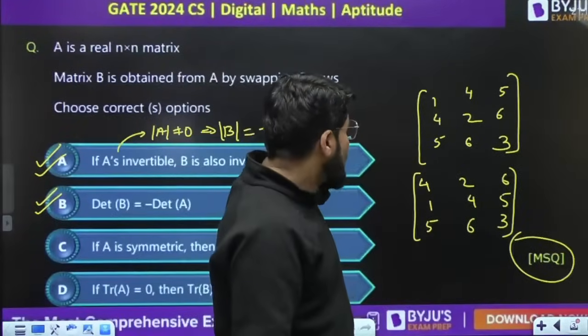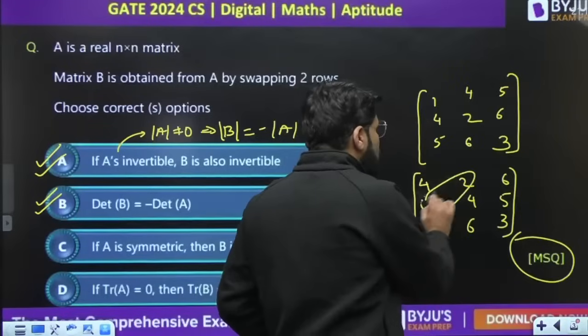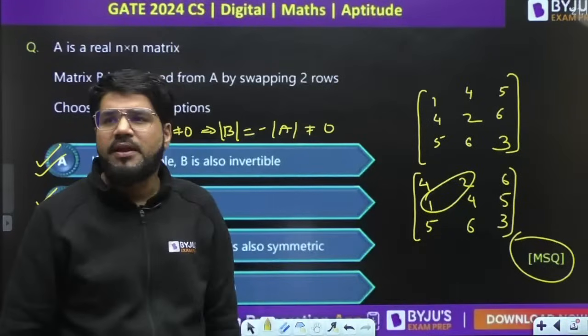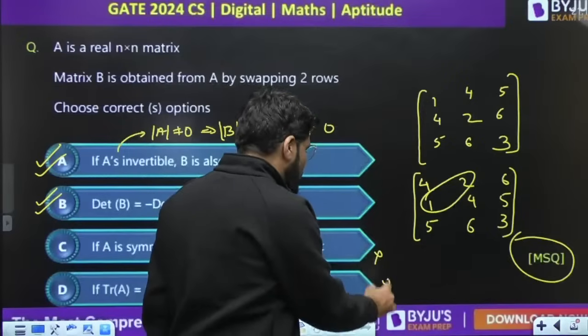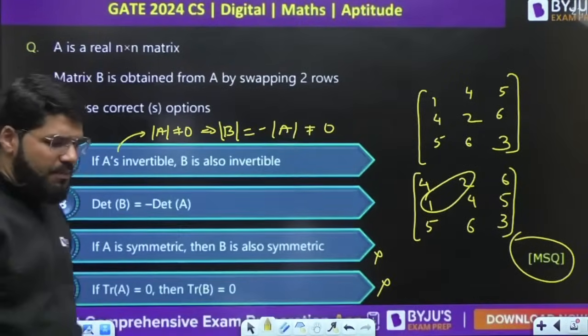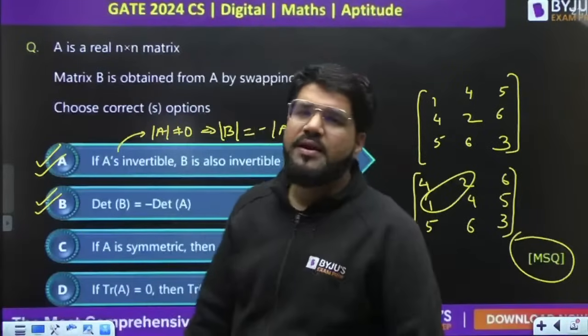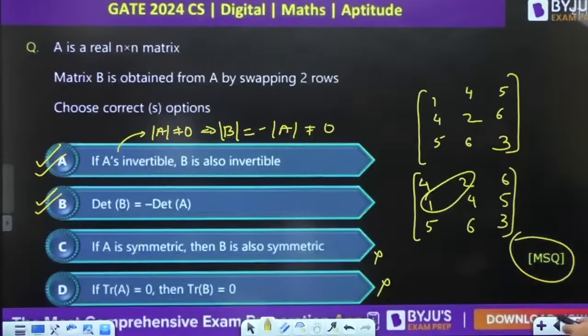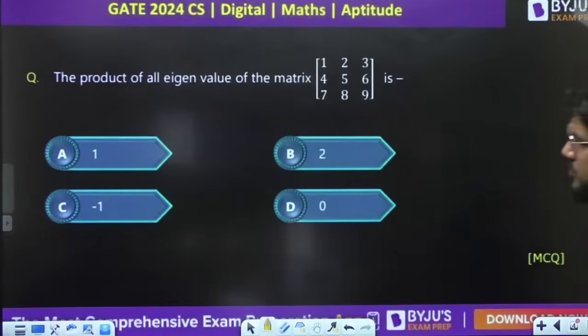Now what about the symmetry? Symmetry is also lost. So these two are definitely wrong. So for this MSQ question, A and B are the correct answers. Hope you have got it. Let's go to the next question then.